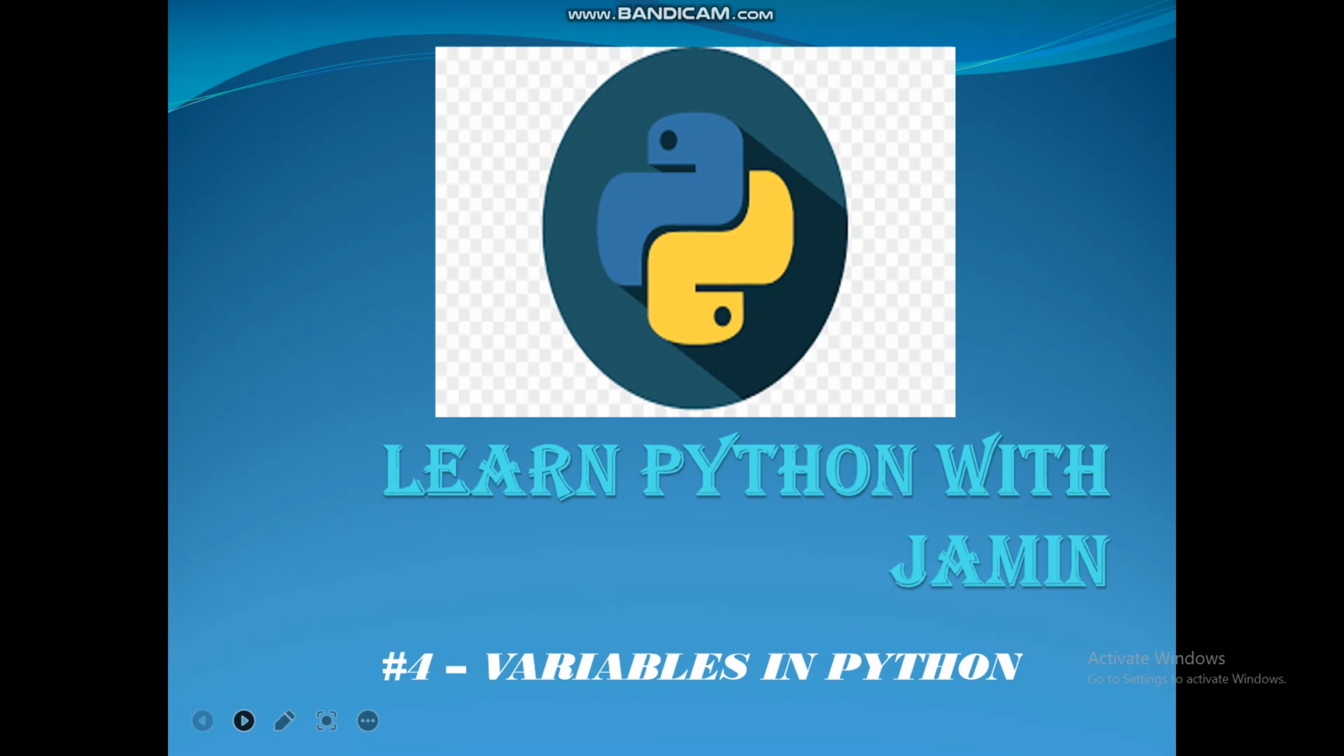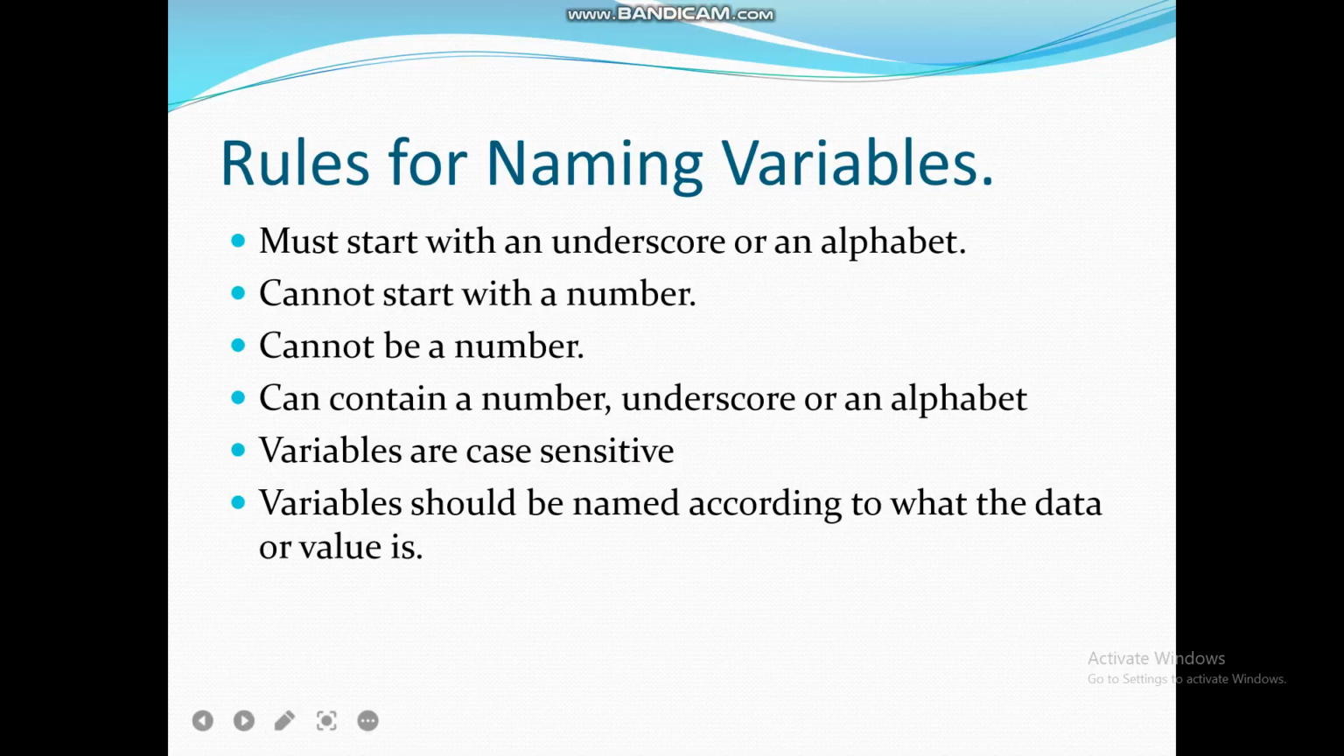Today we will be talking about rules for naming variables. A variable must start with an underscore or an alphabet. It cannot start with a number, but it can contain a number, an underscore, or an alphabet. Variables are case sensitive. Variables should be named according to what the data or value is. This is sometimes optional, but it's good practice because it makes your code more readable, so when other programmers read it, they can easily identify what the variable does, if it's named according to the data, value, or function it performs.